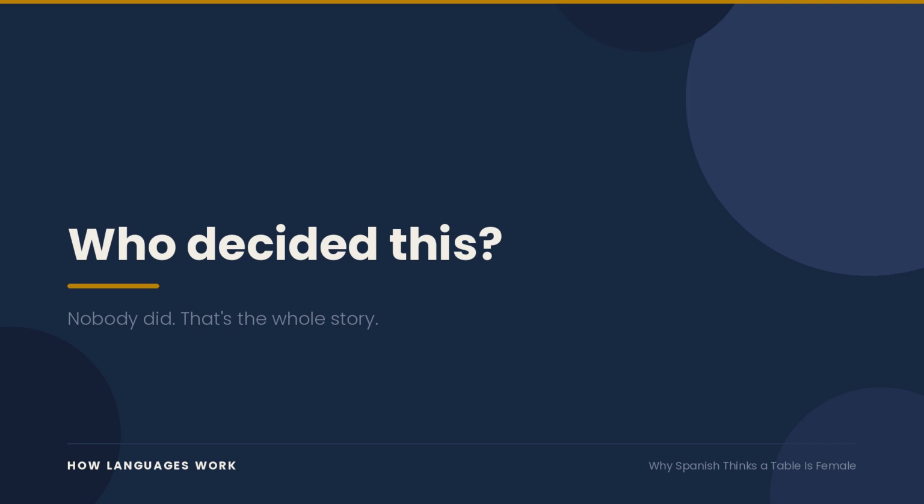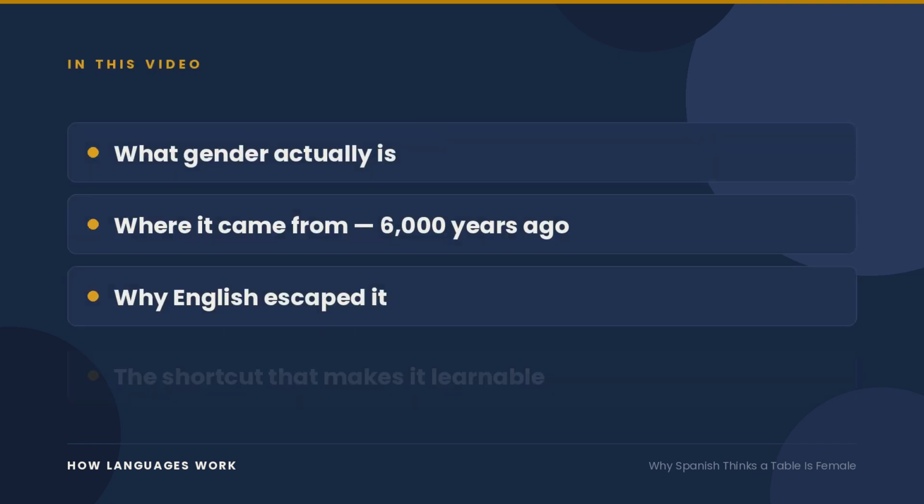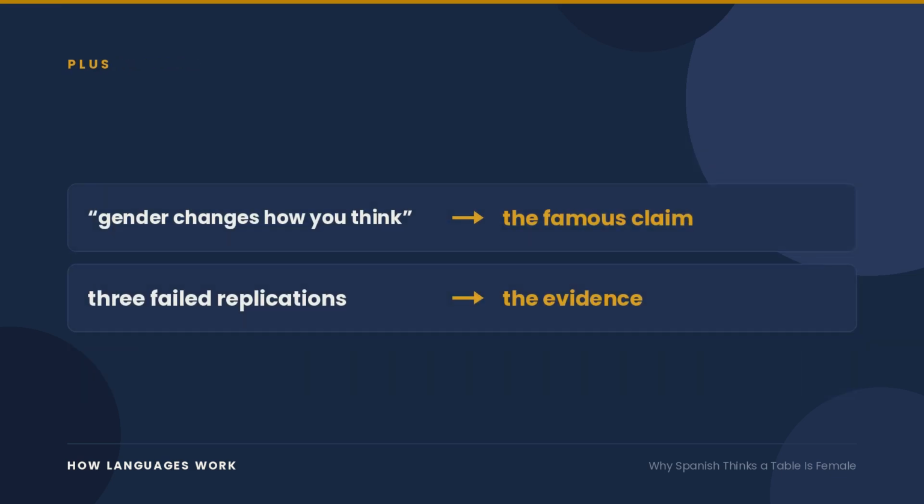And it has almost nothing to do with gender. Welcome back to How Languages Work. Today: what grammatical gender actually is, where it came from 6,000 years ago, why English is the strange one for not having it, and the shortcut that finally makes it learnable. And we will bust the most famous claim about gender, that it secretly changes how you see the world. That one is shakier than the internet admits.